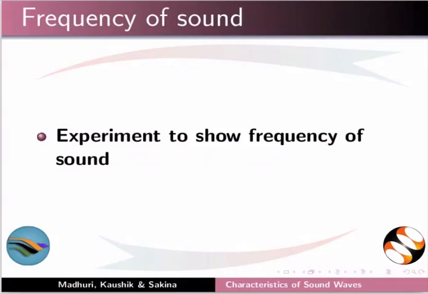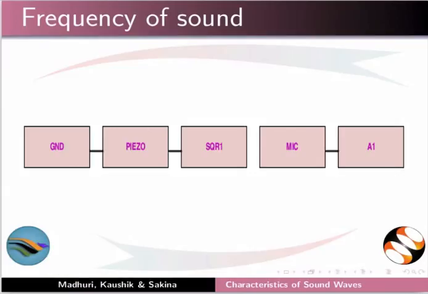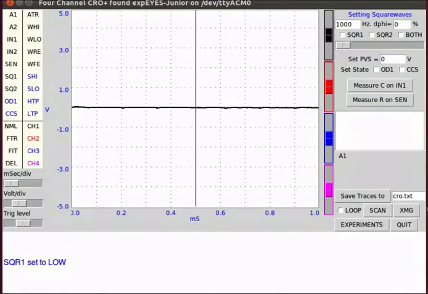Let's perform an experiment to show frequency of sound waves. In this experiment, ground is connected to piezo buzzer. Piezo buzzer is connected to SQR1. Microphone is connected to A1. Here, piezo buzzer is a source of sound. This is the circuit diagram. Let's see the result on the plot window.